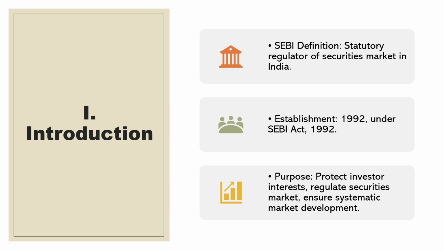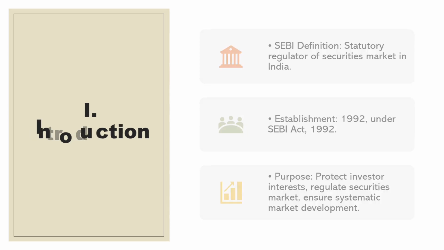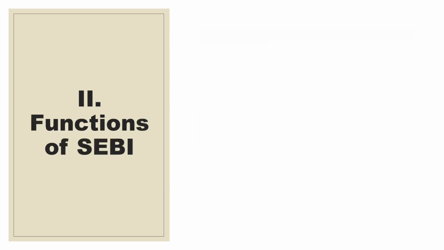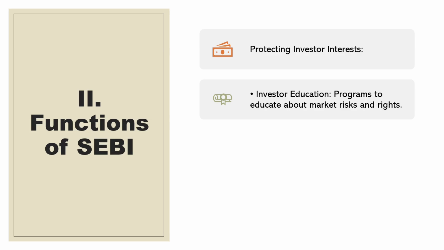Let's see the functions of the SEBI. SEBI's functions are broadly categorized into three main areas: protecting investor interests, regulating market intermediaries, and ensuring market integrity. Protecting investor interests. SEBI undertakes numerous initiatives to educate investors about the securities market. These programs are aimed at making investors aware of their rights, the risks involved in investment, and the avenues available for redressal of their grievances.